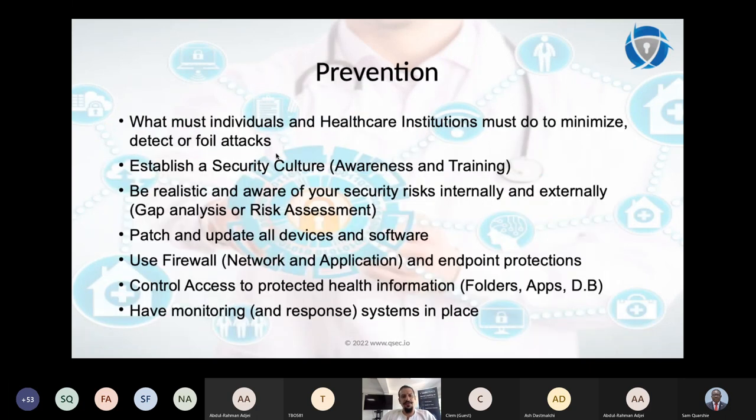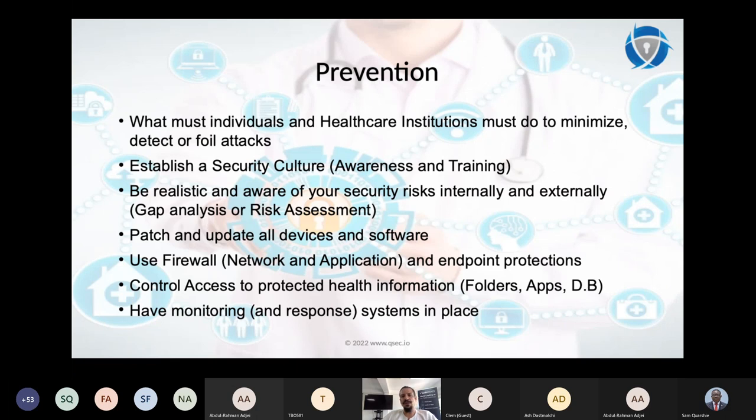So that's it for the demos. Just a bunch of quick tips, as I'm coming to the end of the presentation, for how to prevent such attacks, and what individuals and healthcare institutions can do to detect, minimize, or halt such attacks. First and foremost, establish a security culture.